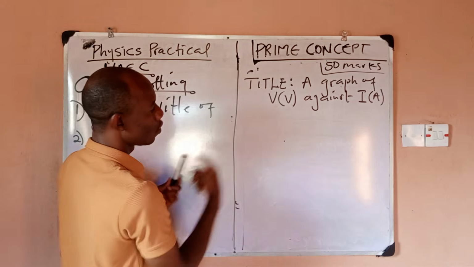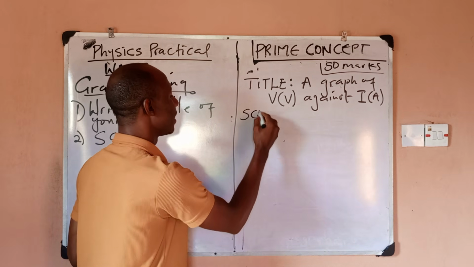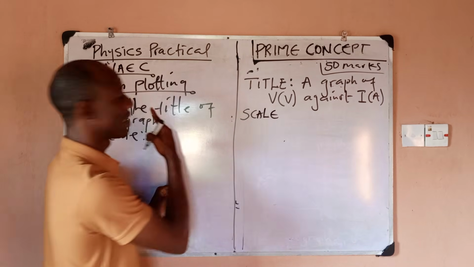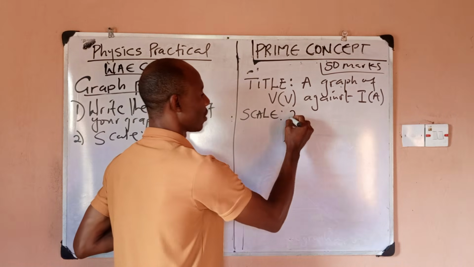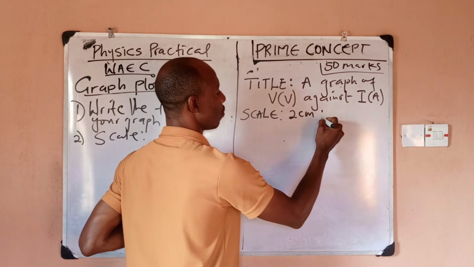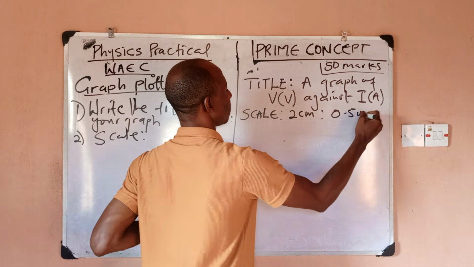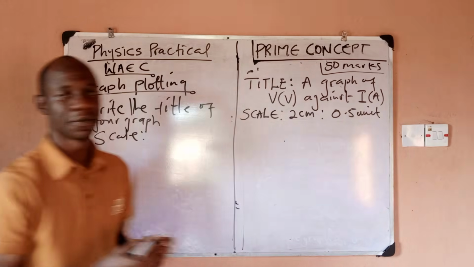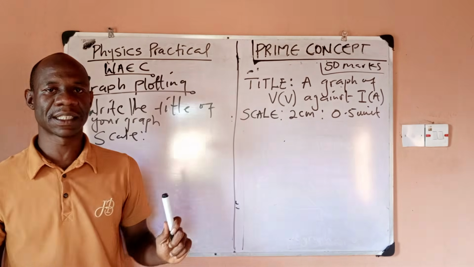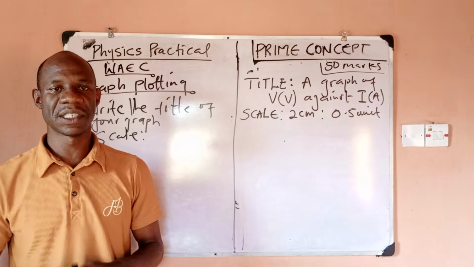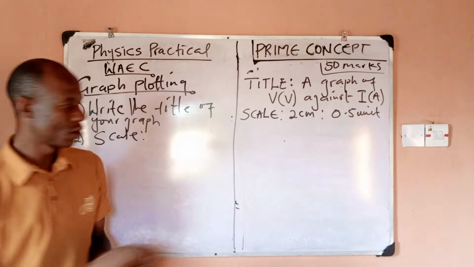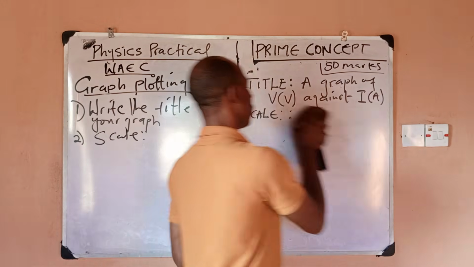After your title, what comes next is your scale. Please, you're doing physics and not mathematics. Don't write something like 2 cm ratio 0.5 units. If you do this in physics, you have lost these marks. You only do this kind of thing in mathematics. You don't do it in physics. So in physics, you tell us what you are doing in words.